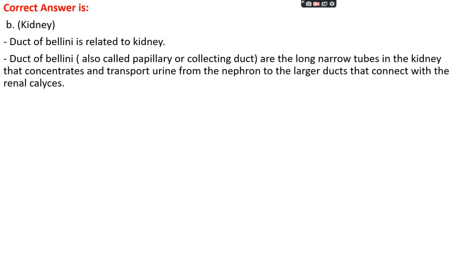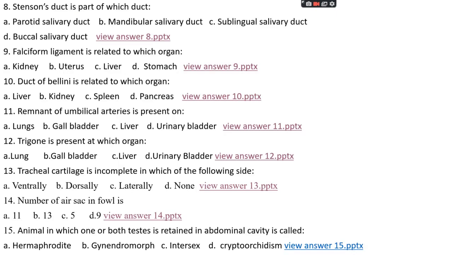Duct of Bellini is related to the kidney. It is also known as the papillary or collecting duct. It is a long, narrow tube in the kidney that concentrates and transports urine from the nephron to the larger duct that connects with the renal calyces.